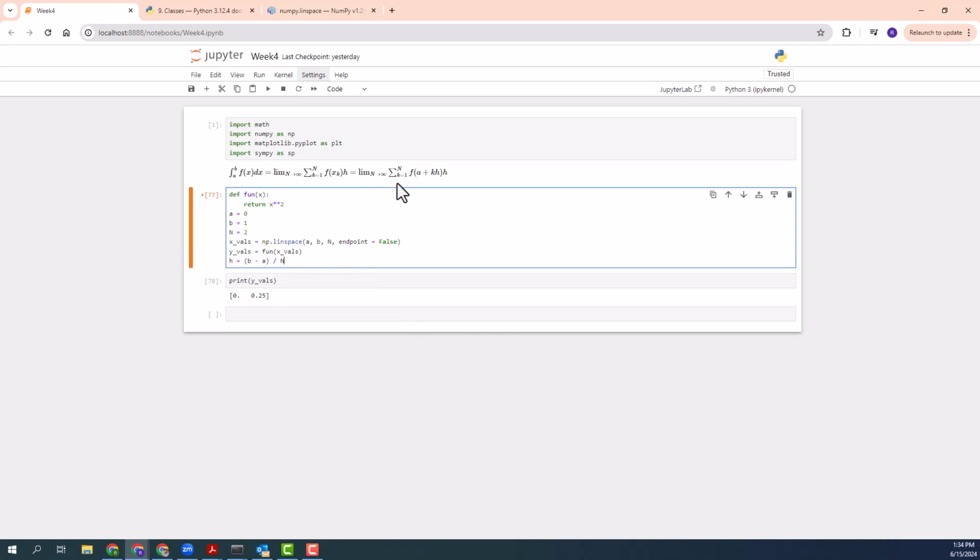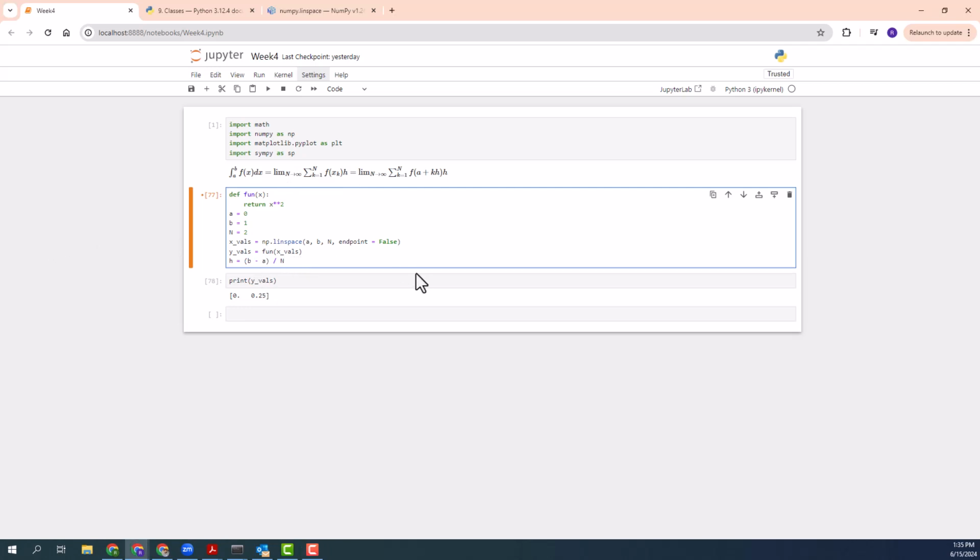Okay, so now this sum right here, all it is is the sum of y values, the sum of every element in y values times h. That's equivalent. All right, the h doesn't depend on k, so you can move the h outside of the sum there.